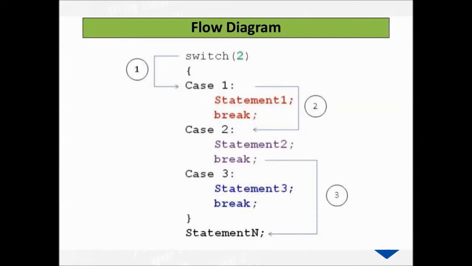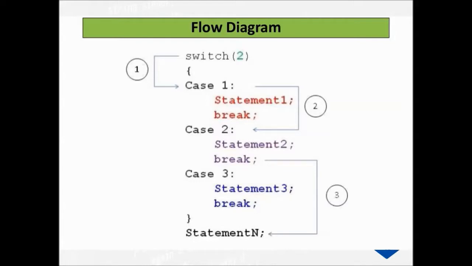So the flow diagram of a switch structure is as follows. The switch statement compares the result of a single expression with multiple cases. The expression can be any valid expression that results in an integer or character value. The expression is evaluated at the top of the switch statement and its result is compared with different cases. Each case represents one choice. If the result matches any case, the corresponding block of statements is executed. Any number of cases can be used in one switch statement.